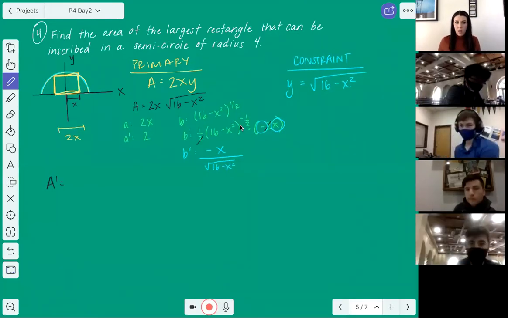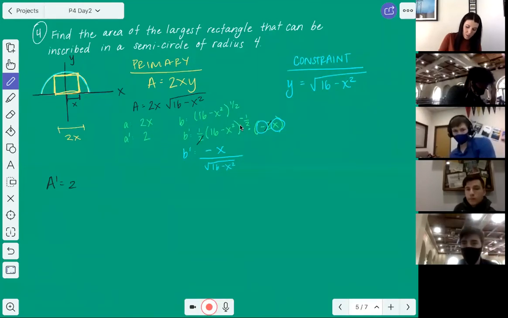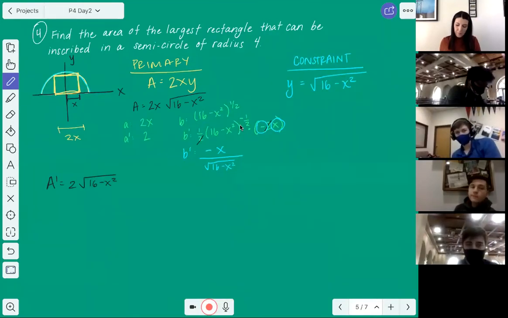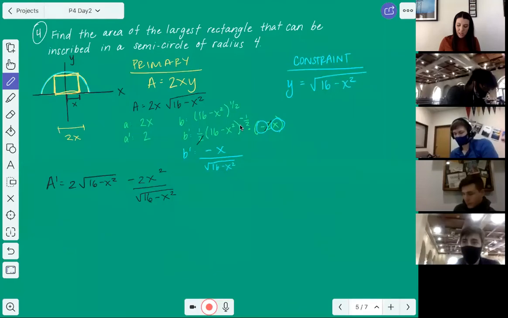I did 2 times the square root of 16 minus x squared, and then plus 2x times negative x over the square root of 16 minus x squared. I agree with that. Do you want to just simplify that right here? So 2x times negative x is what? It's just negative 2x squared. Sorry, I was thinking something else. Negative 2x squared over the square root of 16 minus x squared.